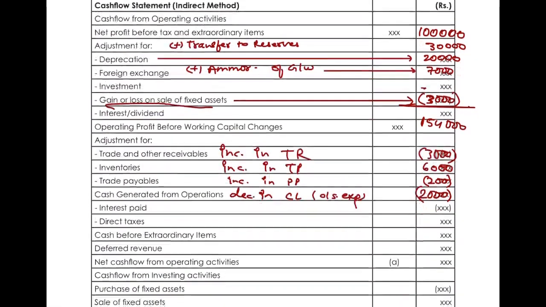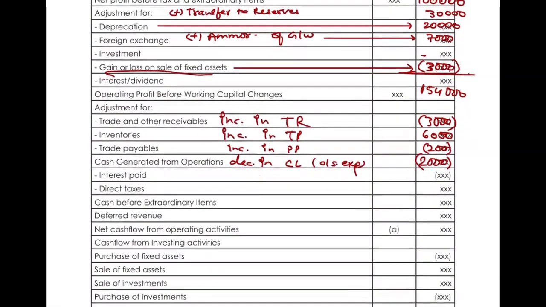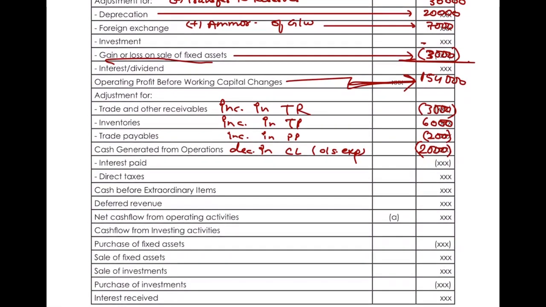Yes, sir. 1 lakh 54,000. That is the calculation, and that is my operating profit before working capital changes. Now let us do the working capital changes. 1 lakh 54,000 minus 3 plus 6 minus 200 and minus 2,000. So this would give you 1 lakh 54,800, and that will be my cash flow from operating activities. 154,800 as per this format.